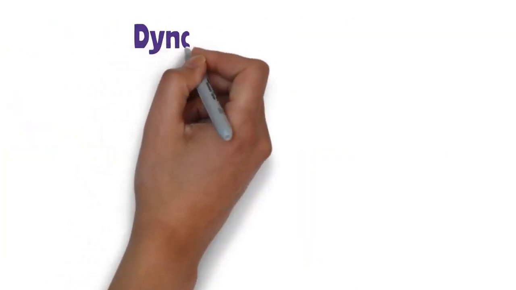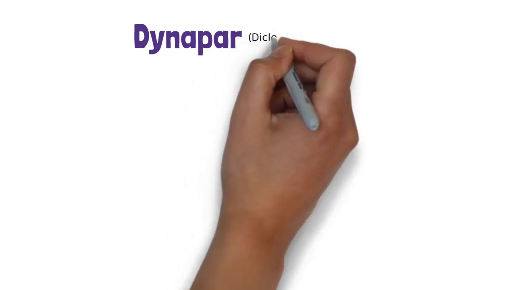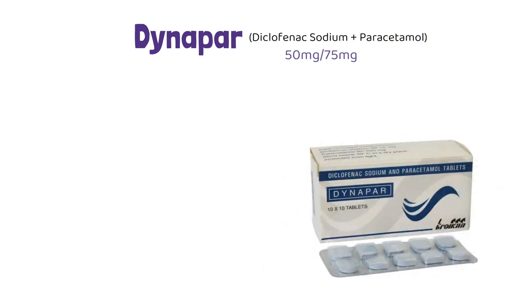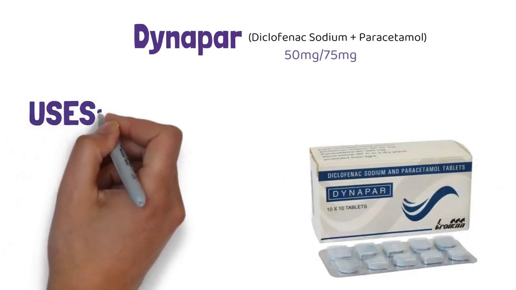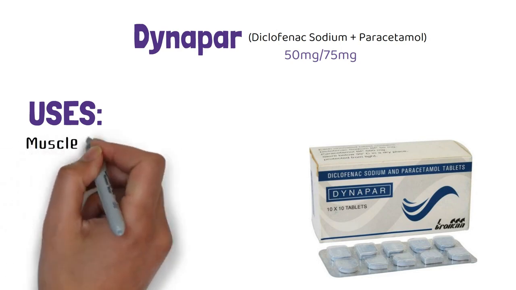The next painkiller is Dynapar. It contains two chemical salts, diclofenac sodium plus paracetamol. It's available in 50 mg and 75 mg. You can check here some uses and side effects of this medicine.